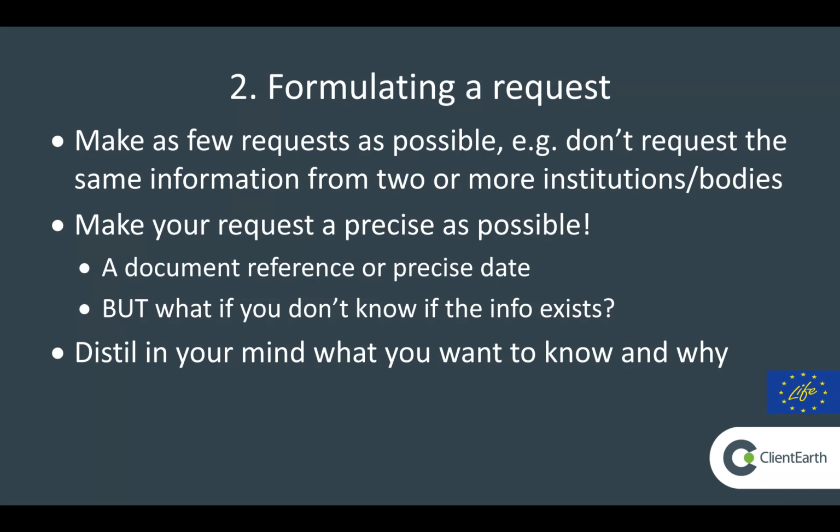So the next thing is to try to make your request as precise as possible. Sometimes, through using the documents registers that I just talked about, you can actually find the document that you want. You know that it exists, but you can't actually have access to it through the register. And then, when you do your request, you can really use the institution's own reference number, and you can make the request extremely precise in that way.